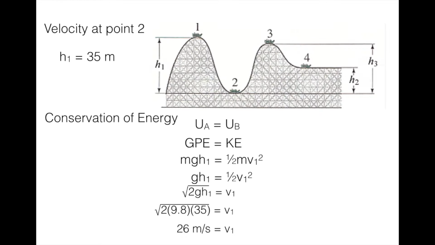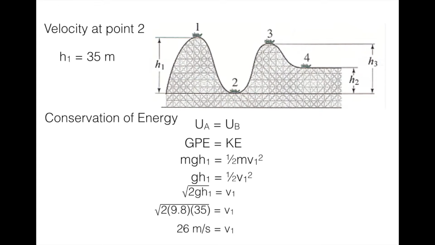Making the substitutions for their component parts, we have mgh1, so the height at point 1, is equal to 1/2 mv1 squared. That's the velocity at point 2, the first velocity that we are looking for. So the m's on both sides cancel, so we have gh1 is equal to 1/2 v1 squared. Dividing both sides by 1/2 and taking the square root, we have root 2gh1 is equal to v1. So making the substitution for the actual values, we have 2 times 9.8 meters per second squared, the value of gravity, times h1, so 35 meters, is equal to v1, and this comes out to be 26 meters per second as v1.